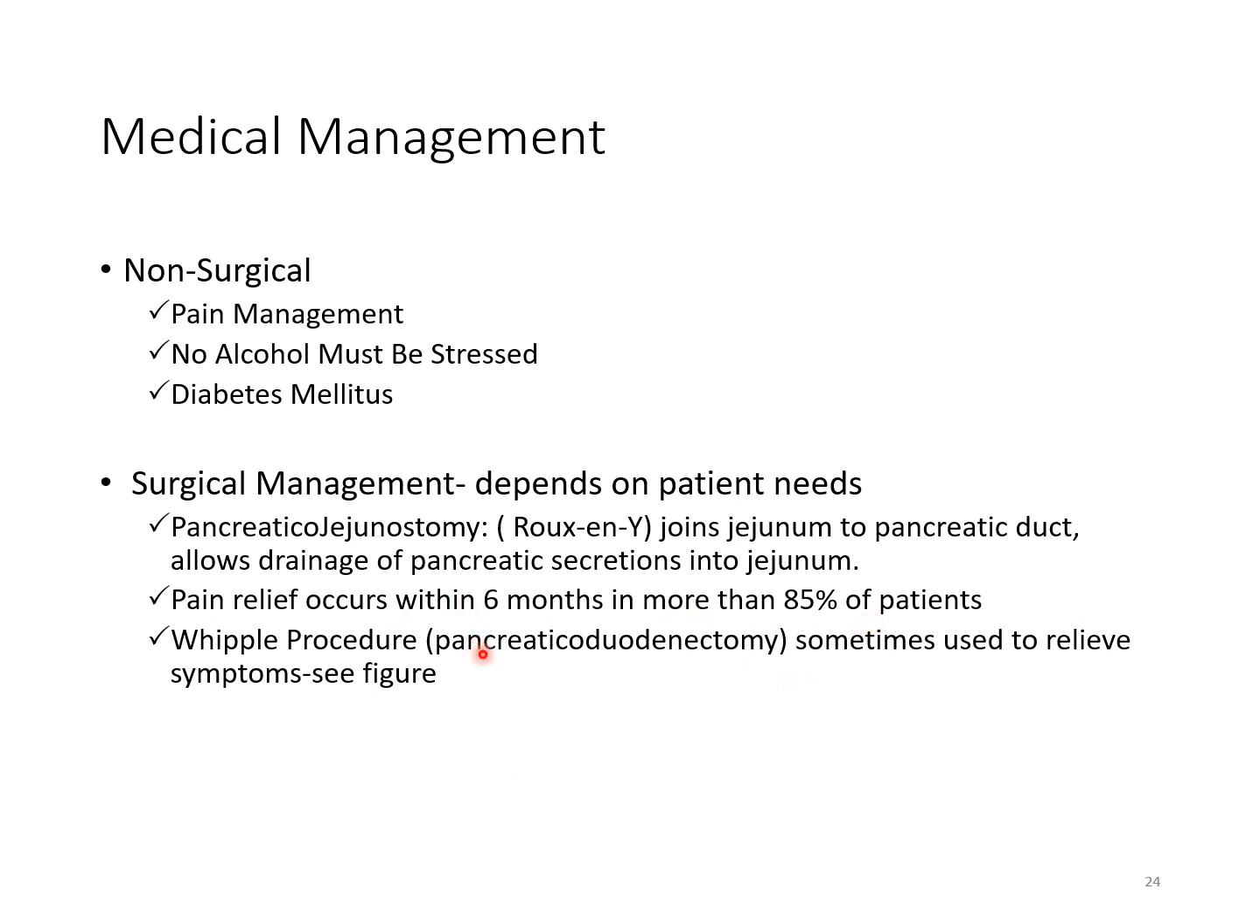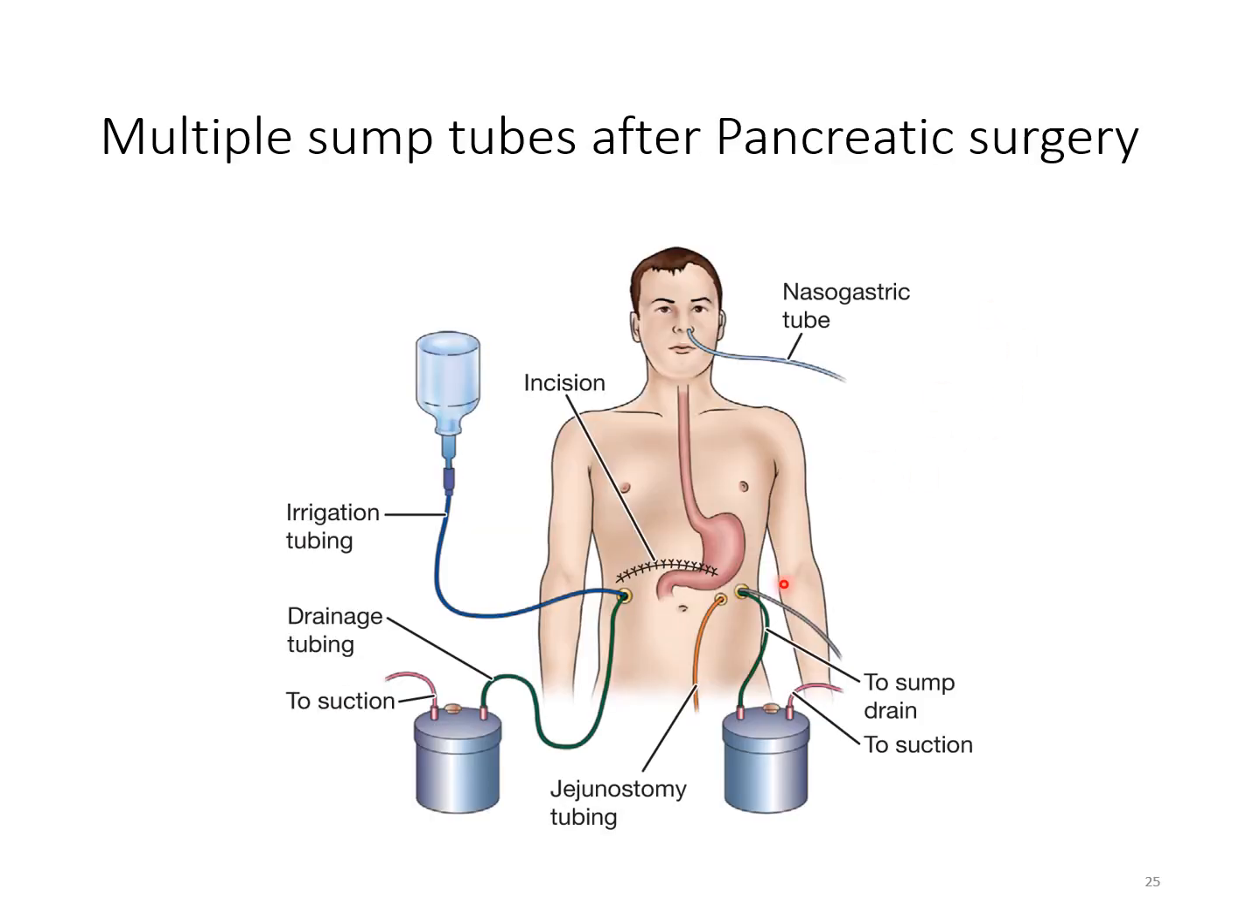The other one is known as a pancreaticoduodenectomy. It's a Whipple procedure, and that one is also used to relieve symptoms. And there's a picture that's coming up in a little while. So these are primarily reserved for severe pancreatitis, or maybe in some cases where there may be cancer of the pancreas, and that's why they're getting pancreatitis. So these are really, really extensive types of surgeries. All of these drains are there after the procedure has been done.